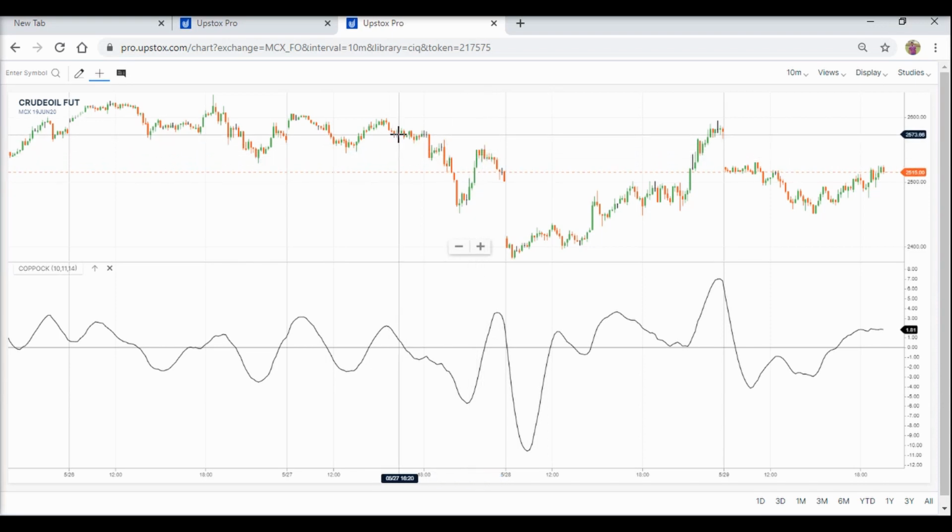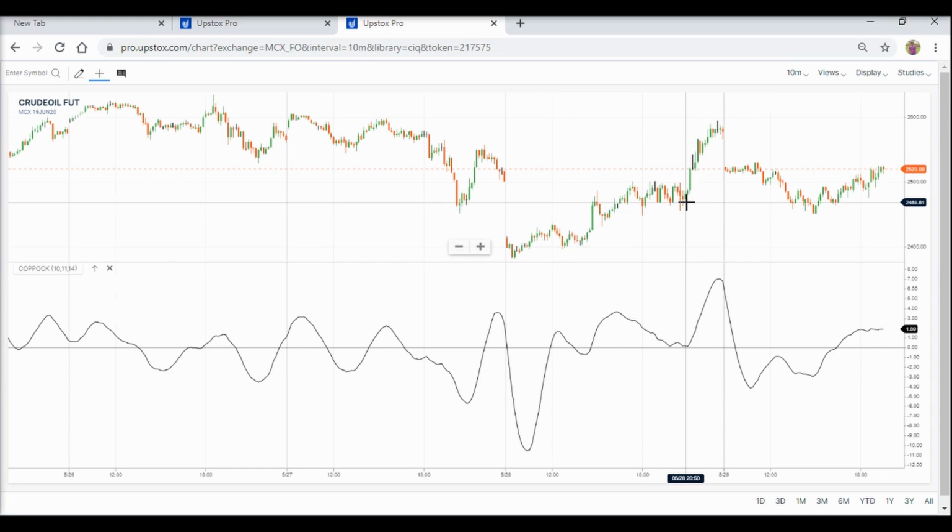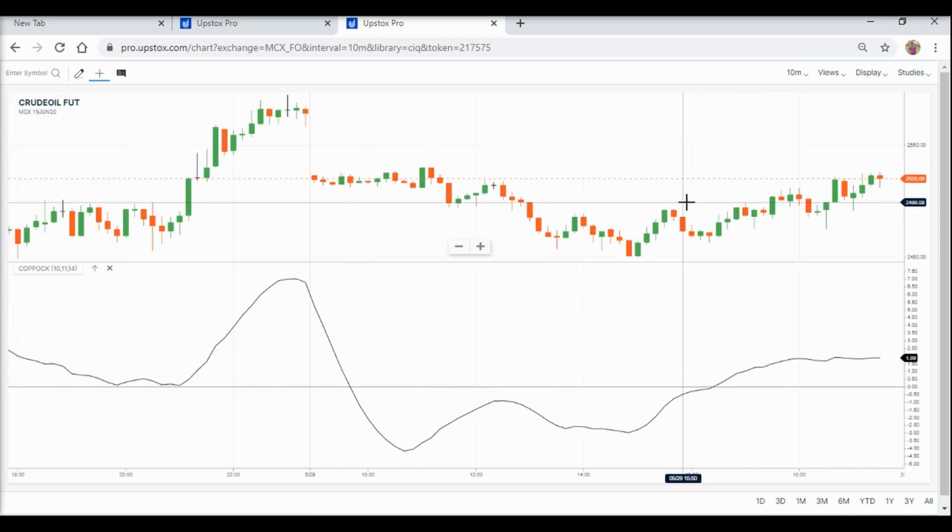That means around 2508 to 2535, around 35 points. If you place one lot, that means 3500. This is how a kappa curve will work. Let me zoom over this chart. Now you can see clearly.